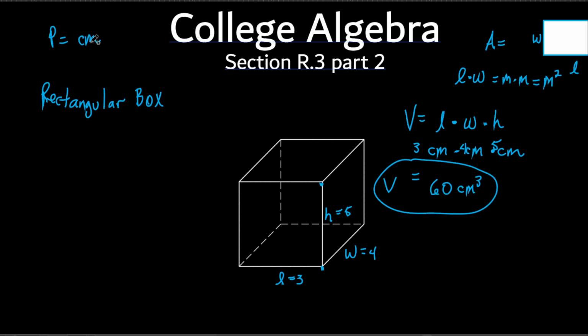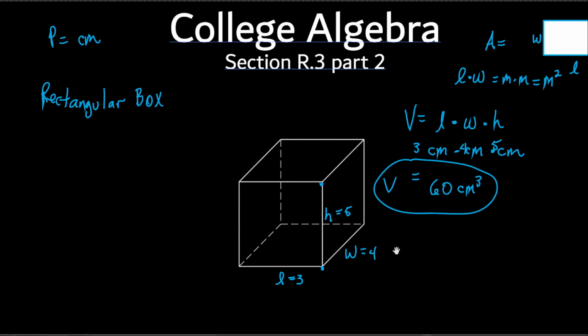Everybody got that? Perimeter should only be in the single units, okay? Meter, centimeter, kilometer, whatever. The area should always be squared, all right? The volume should always be cubed. If you can remember that, that'll help you out a little bit, all right?